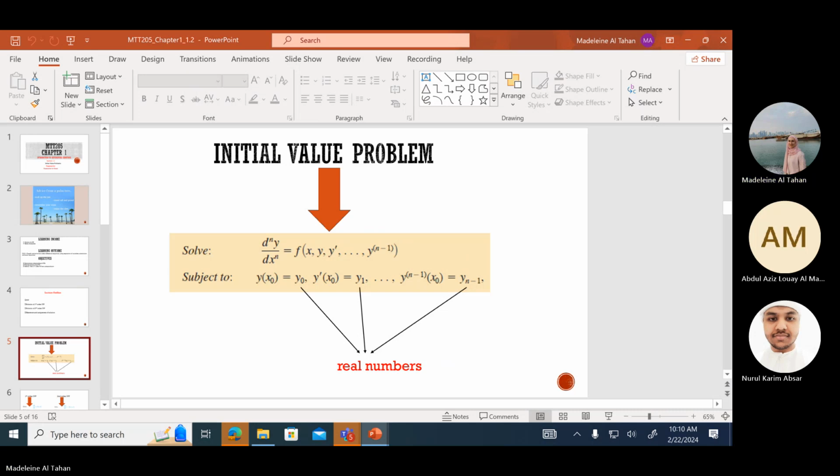One. If we wrote in front of us y double prime plus y equals 0, what's the order of that? 2. Okay. So how many parameters will we get? 2 parameters. These 2 parameters find their solution. One equation is enough? One initial condition is enough?